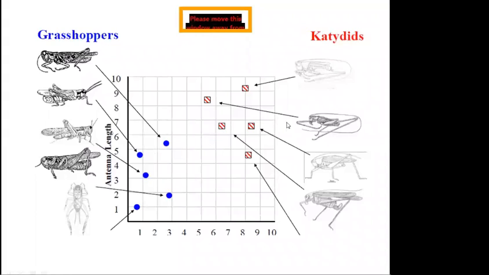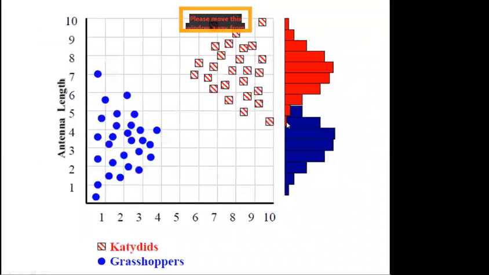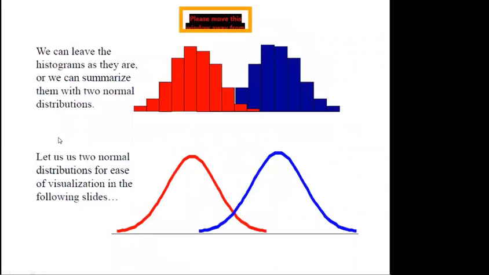So if you plot the histogram for these two, the histogram will look like this. The blue histogram is for the antenna length of grasshoppers, and this red one is for katydids. Each and every one has got its own length of antenna. And if, instead of a histogram, you apply a normal distribution and plot the graph, it will be like this. This is the histogram and the normal distribution.